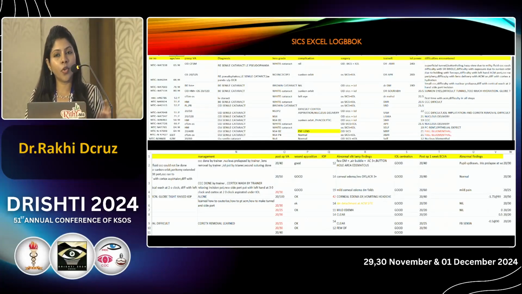And if you don't want to write it down, you can actually create an Excel logbook in your phone. This is the one I had created when I was doing my surgeries. So this is an SICS logbook. Just enter the demographics, preoperative visual acuity, what is the lens grade, what were the preoperative things like whether the patient had brown cataract, pseudoexfoliation or not, which surgery was done, what was the IOL power, what were the difficulties. This you can write soon after your surgery.